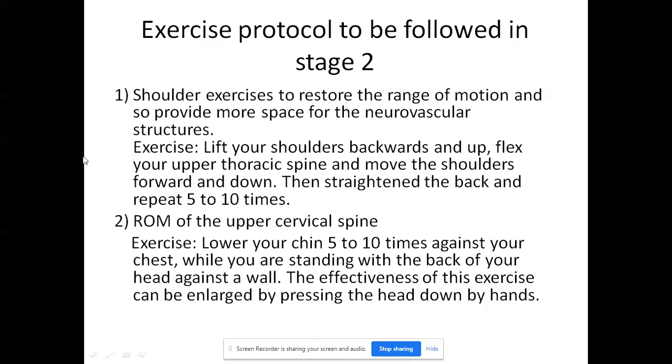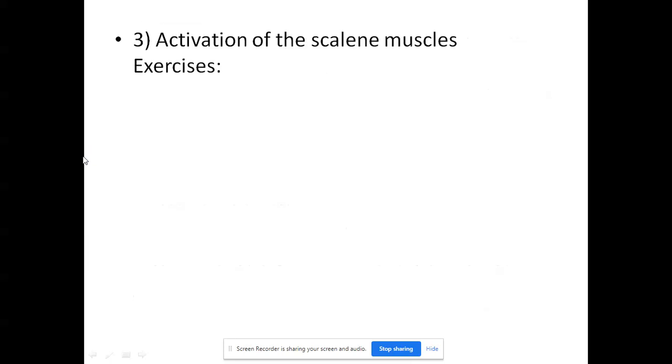Coming to the second one, range of motion of upper cervical spine. Lower your chin 5 to 10 times against your chest while you're standing with the back of your head against the wall. The effectiveness of this exercise can be enhanced by pressing the head down with the hands.